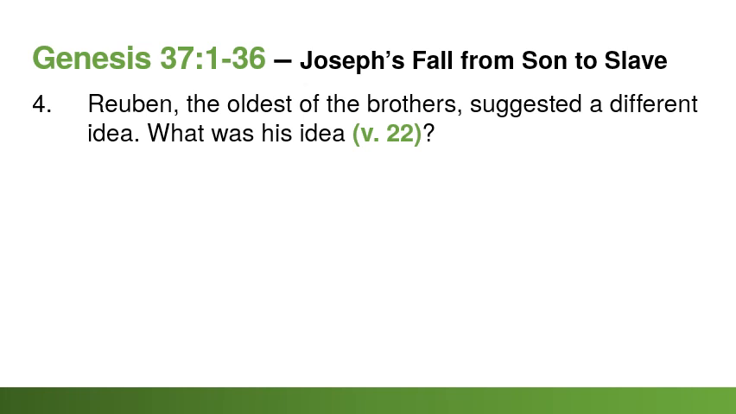So Reuben is the oldest, and he realizes we're getting a little bit carried away here. We can't go through with this and kill our brother. And so he suggests, let's throw him in a cistern. Maybe we should talk about that just for a second here.